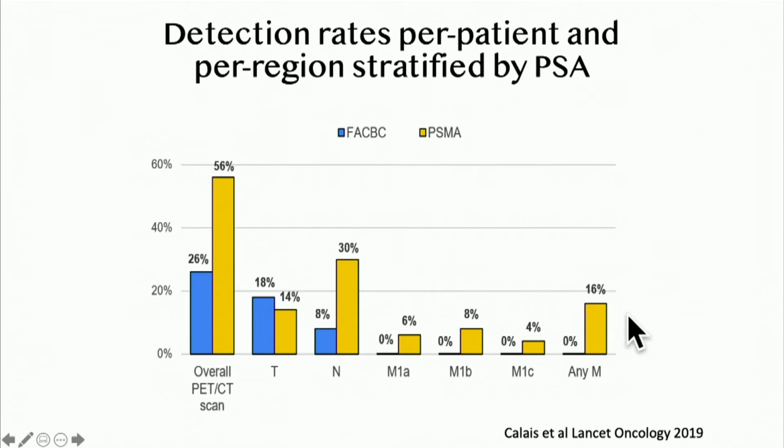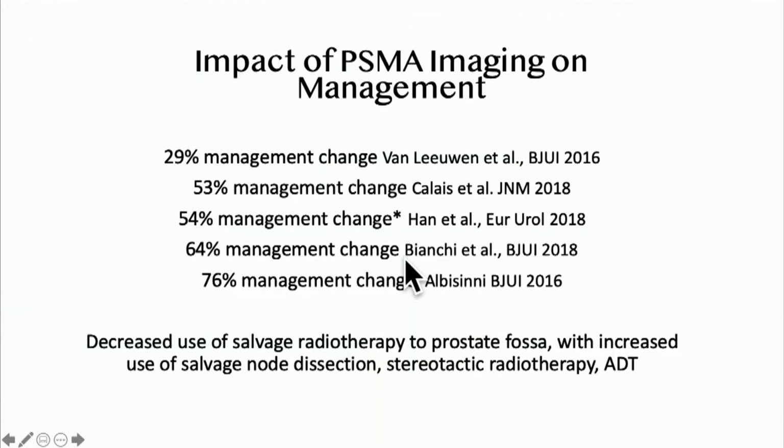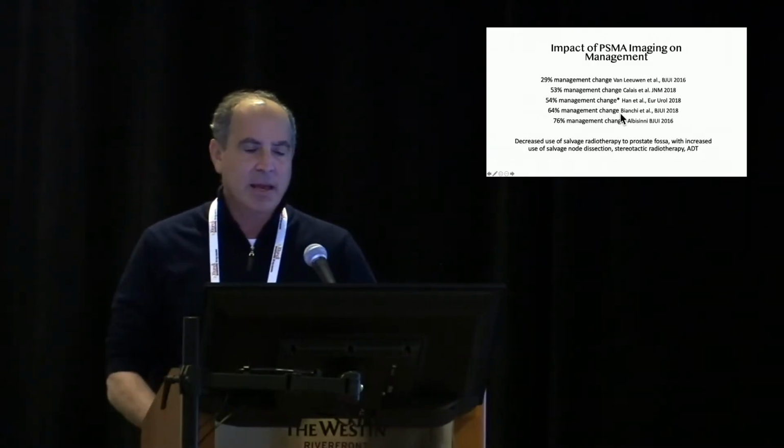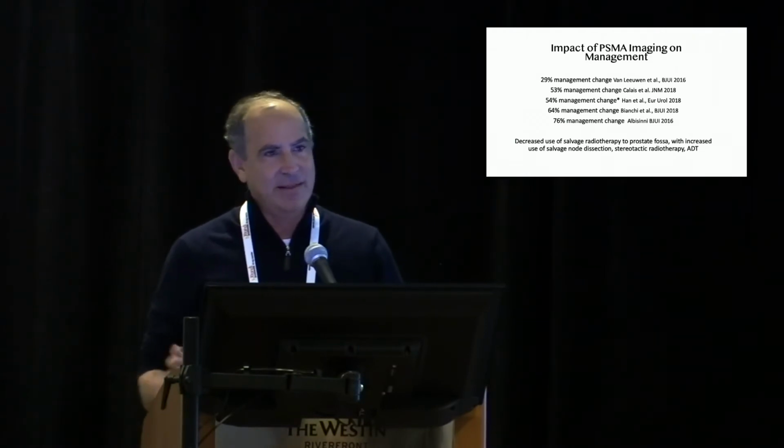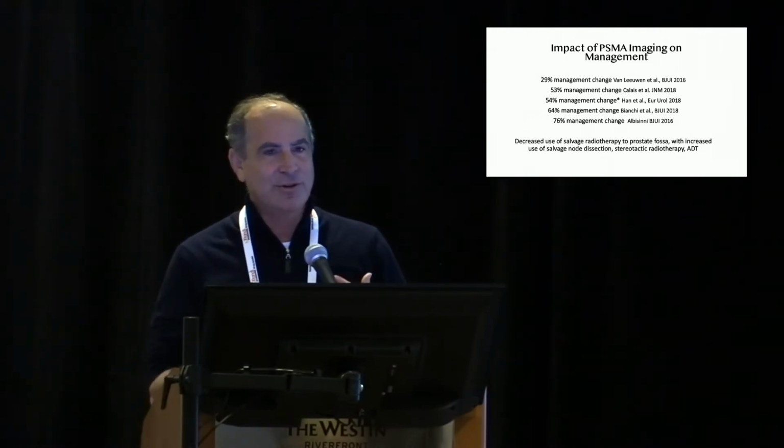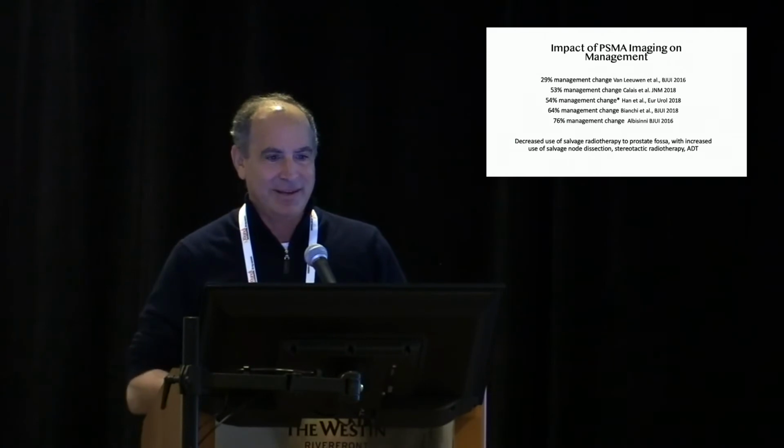But if you look at every other site, bone, retroperitoneum, soft tissues, PSMA was clearly more sensitive for detection of site of recurrence compared to FACBC. And I think that kind of settles that question, and it's most people's observation. So the big question, of course, is, okay, we've got this great imaging, we've got these beautiful pictures, now what do we do with it?